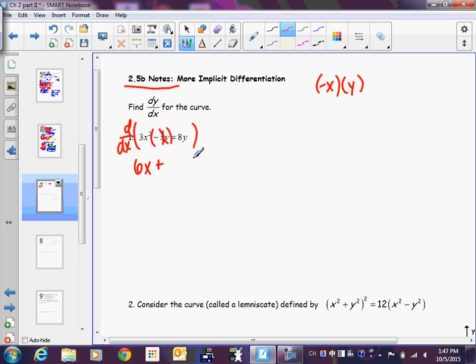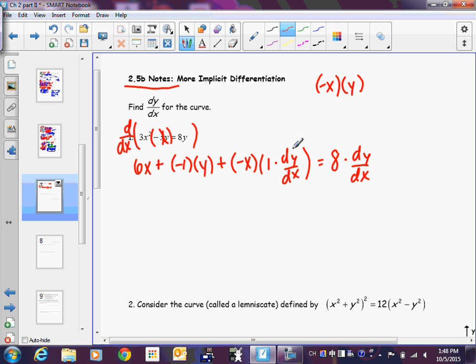Okay, the derivative of negative x would be negative 1 times y, right? Derivative of the first thing times the second thing, plus for product, the first thing, negative x, times the derivative of y would be 1 times dy over dx. Okay, you have to use product rule when you see that x next to the y. Okay, equals, what's the derivative of 8y? 8 times dy over dx.